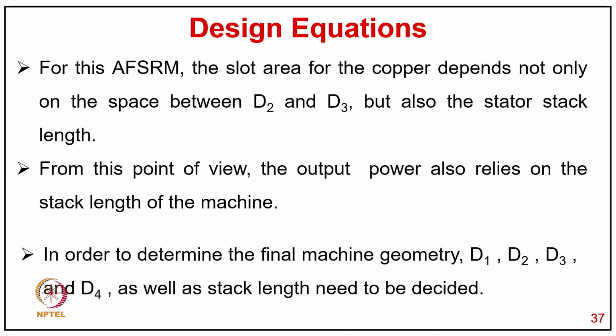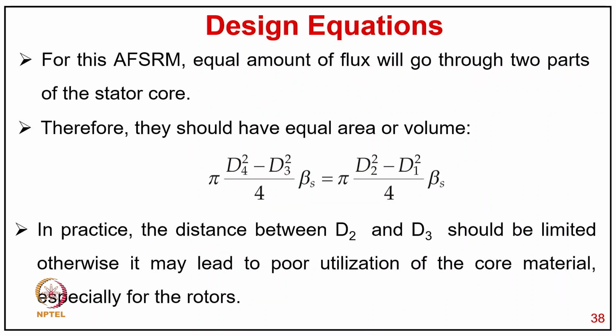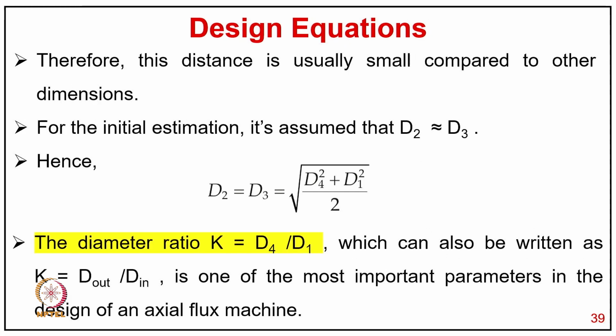In order to determine the final machine geometry, D1, D2, D3 and D4 as well as the stack length need to be decided. For this axial flux reluctance motor, an equal amount of flux will go through the two parts of the stator core. Therefore, they should have equal area, that is π(D4² minus D3²)/4 into βs equal to π(D2² minus D1²)/4 into βs. In practice, the distance between D2 and D3 should be limited, otherwise it may lead to poor utilization of the core material, especially for the rotor.